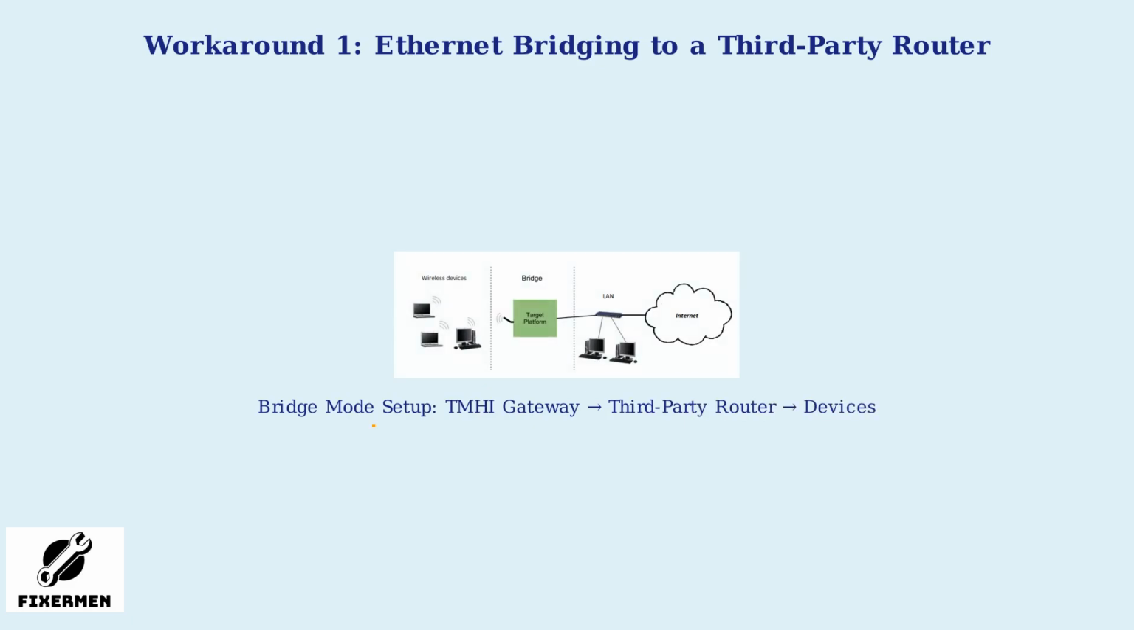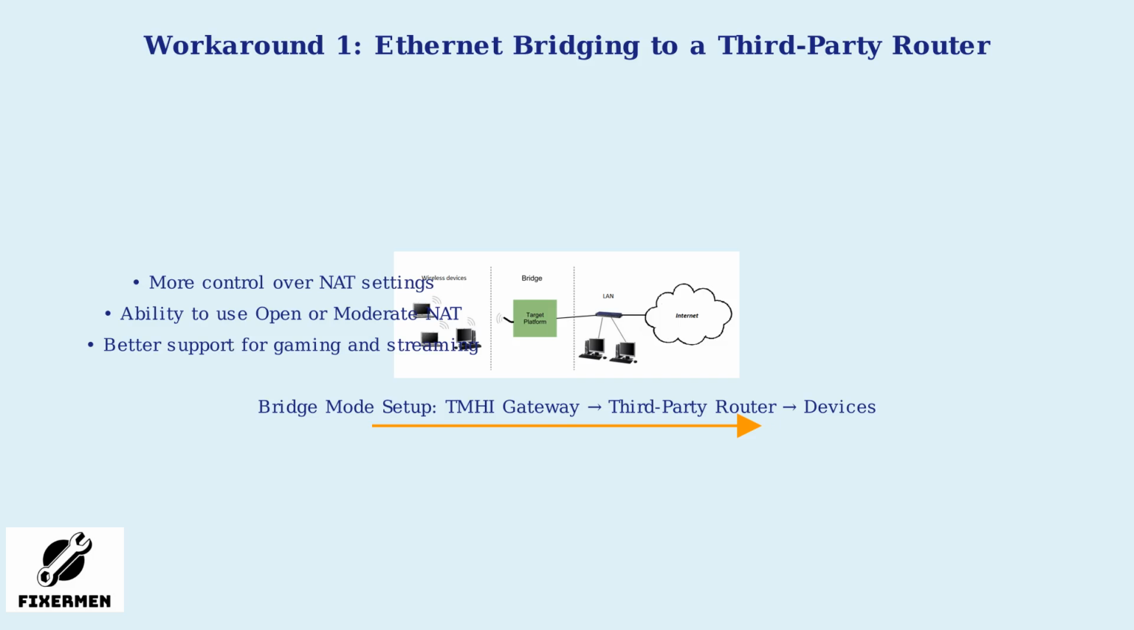In bridge mode, the TMHI gateway acts as a modem, passing the internet connection directly to the third-party router. The third-party router then manages NAT, allowing you to configure settings for better connectivity in games and applications. This approach provides several benefits, including more control over NAT settings, the potential to achieve open or moderate NAT, and improved support for online gaming and streaming services.